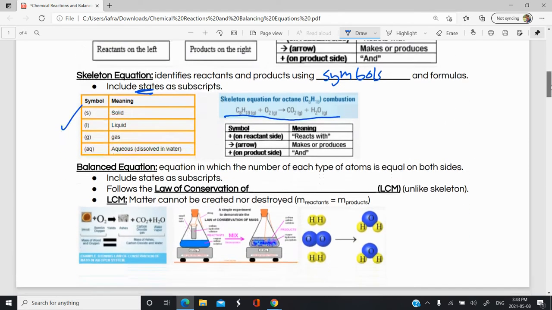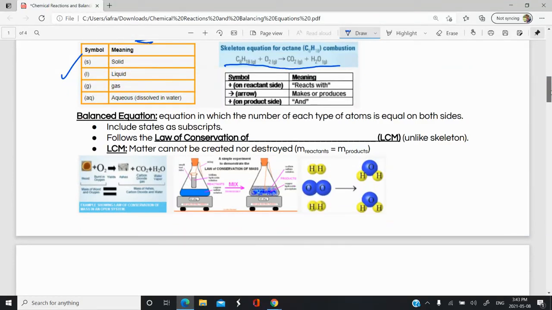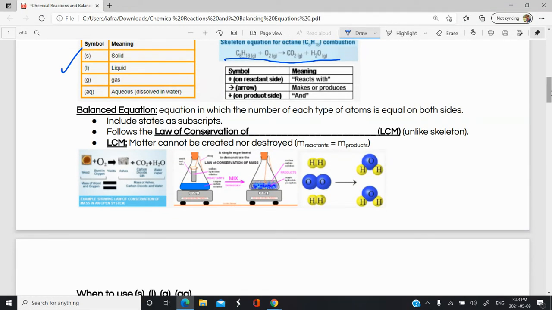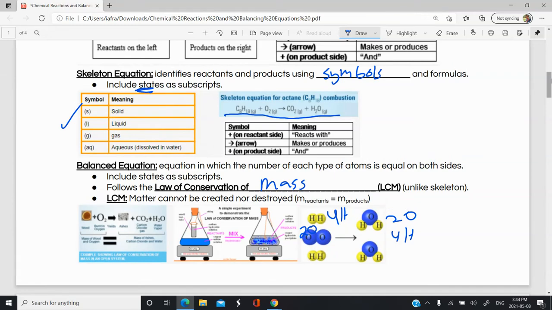And then we saw that a third type of equation is the balanced equation, which follows the law of conservation of mass. Basically, we need to have the same number of atoms on both sides. So for example, here I have 2 O's, here I have 2 O's, here I have 4 H's, here I have 4 H's. The only way to indicate that in our equation is by balancing the equation using our coefficients. So essentially the balanced equation is like a skeleton equation. It has symbols, formulas, states, but the only thing that we do is add the coefficient in the front.